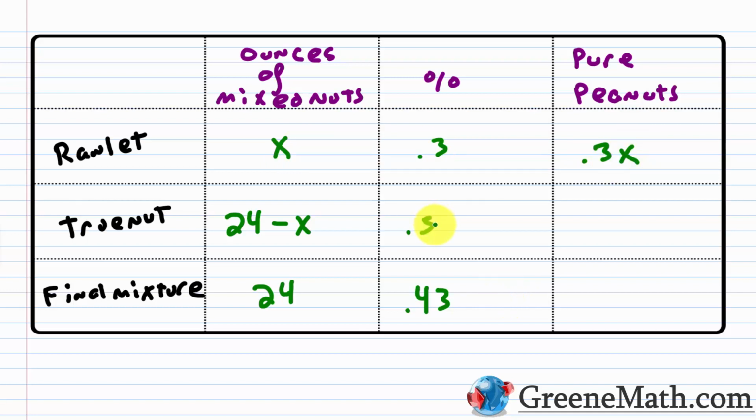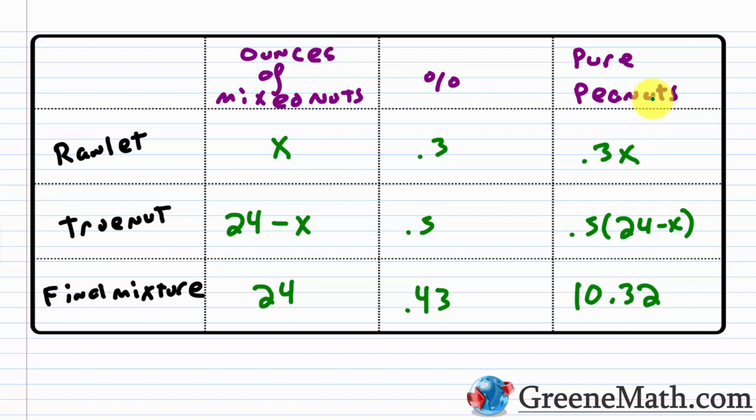Again, if it's 50% peanuts and there's 24 minus x ounces, the pure peanuts would be 0.5 times the quantity 24 minus x. And for the final mixture, if it's 43% peanuts and there's 24 ounces of mixed nuts, I can multiply 0.43 times 24 to give me 10.32. This is the amount in ounces of pure peanuts in the final mixture.